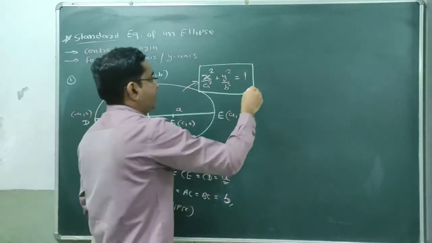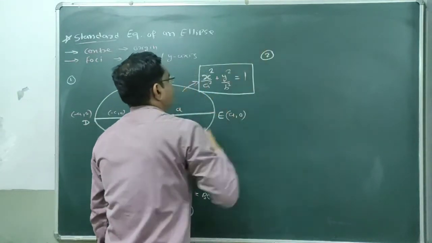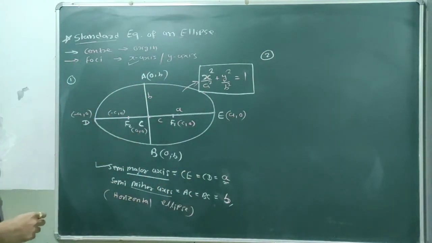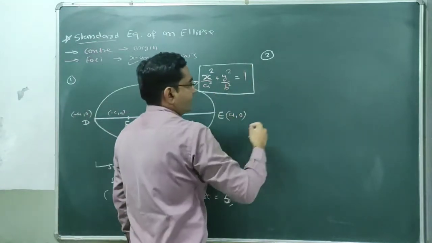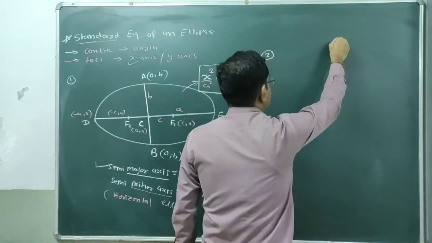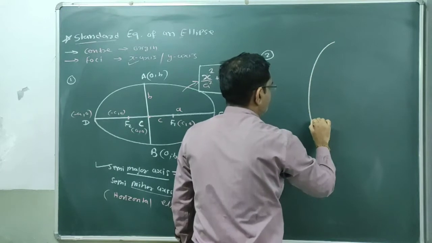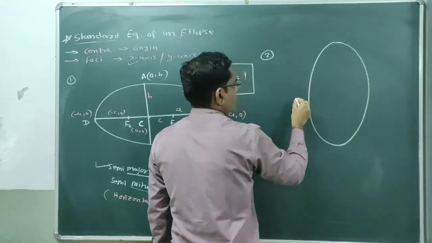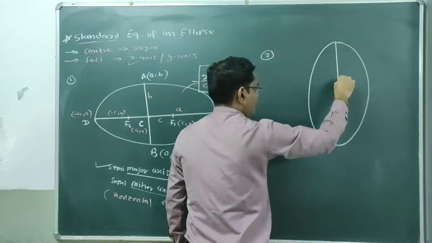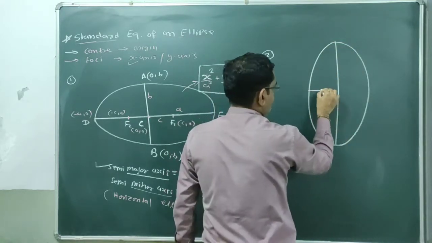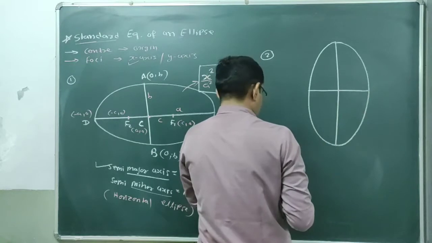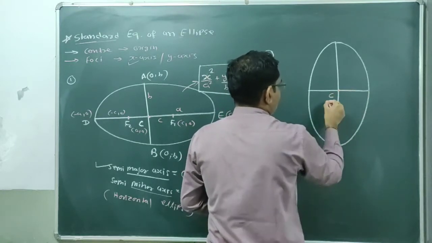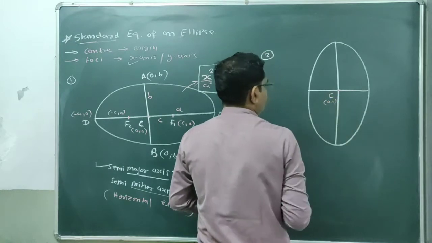Now we'll try to do second case. We will draw both together, then only the equation will be understood by you. Now second case, for this second case, it will be like this. This is major axis, this is minor axis. Done? And this one is center C. Center C lies at origin. So coordinates are 0, 0.